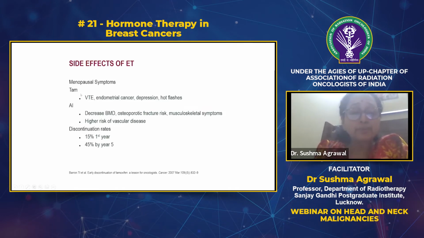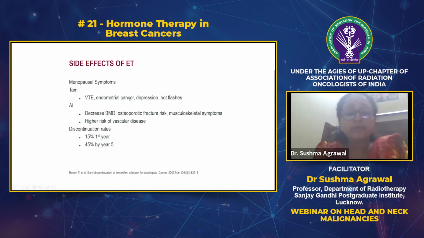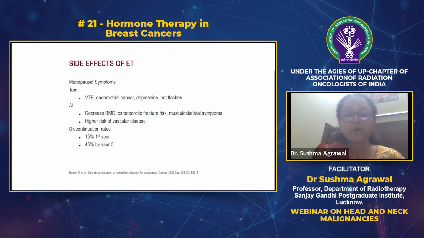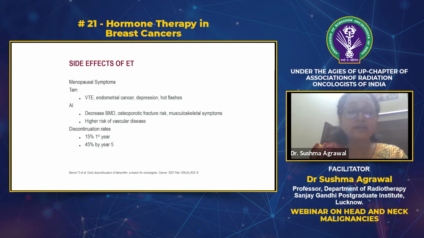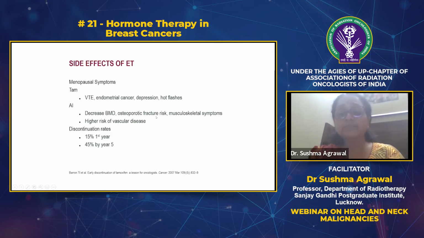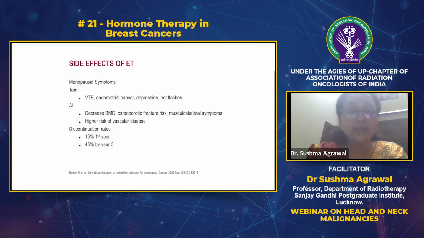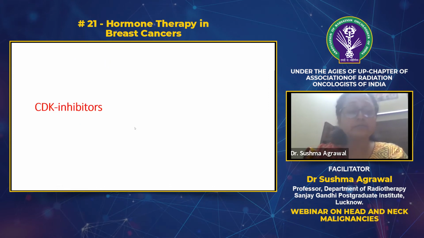Now, apart from tamoxifen side effects, which I already mentioned, that is thromboembolic phenomena, endometrial cancer, depression, and hot flashes, the side effects of AIs are the decrease in the bone mineral density, the fracture risk, musculoskeletal symptoms, and higher risk of valvular disease. So we have to do a bone mineral density every year.